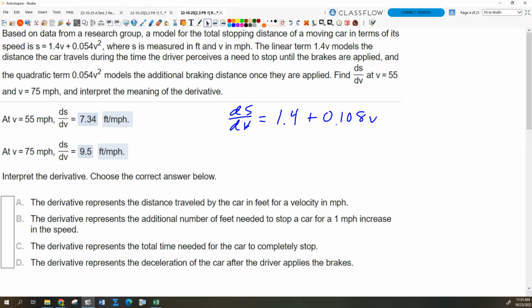Why is it B? The derivative represents the additional number of feet needed to stop a car for a 1 mile per hour increase. Well, let's look at this in terms of a graph. I think this will help. By the way, there is a little problem with that interpretation. It's not bad, but see if you can tell me why that doesn't exactly fit perfectly either. So let's take this function, and I'm just going to graph it in Desmos.